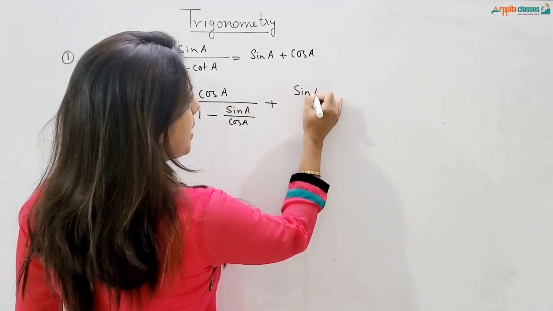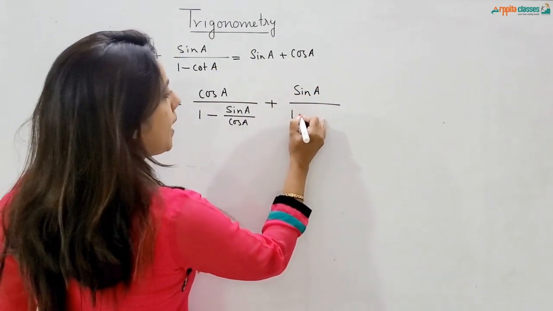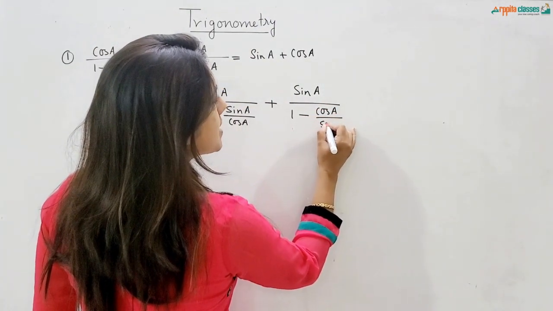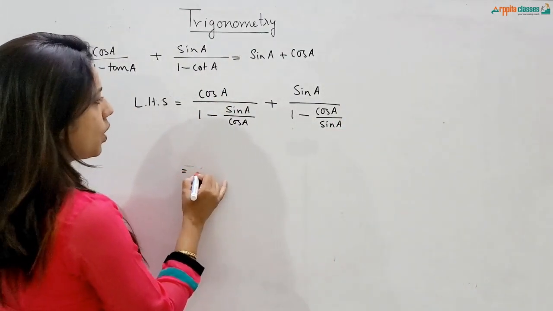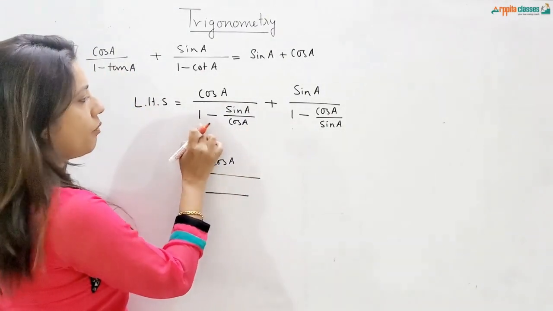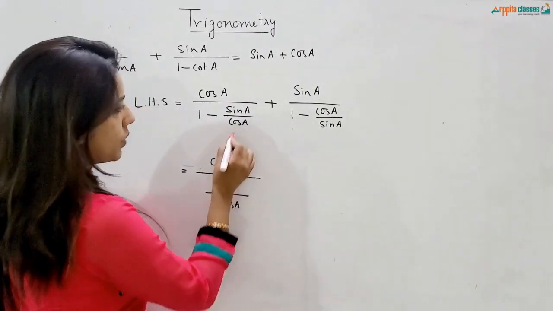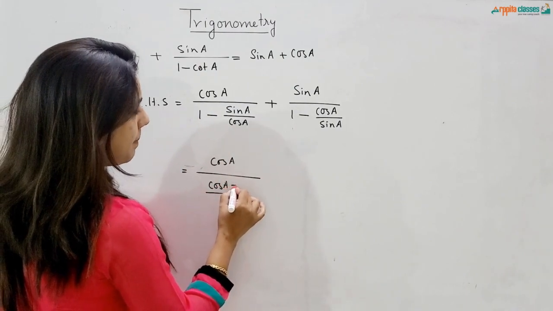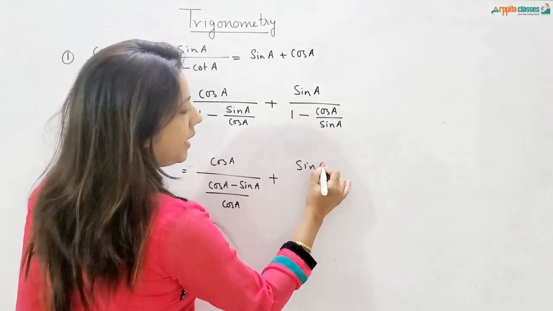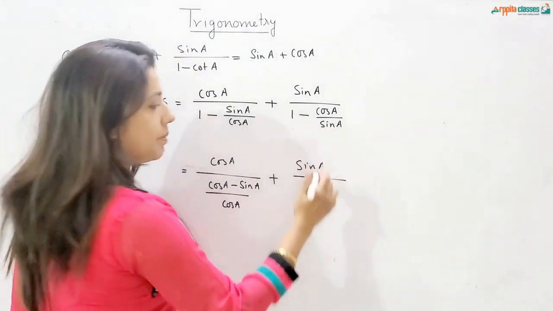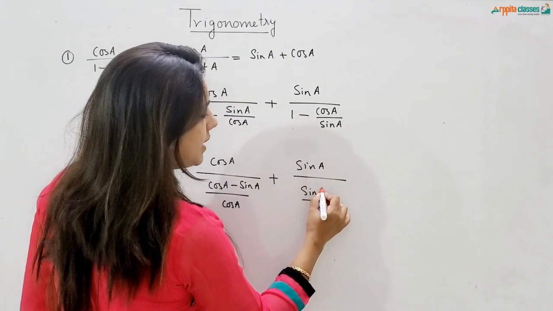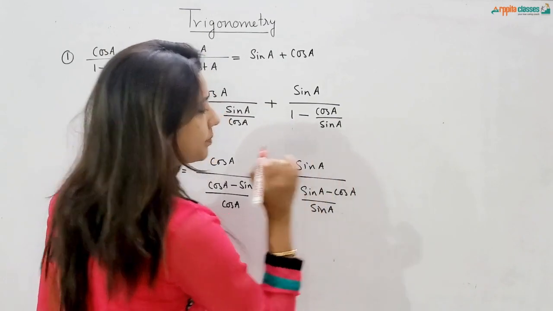Now the second term, that is sin A divided by 1 minus, in place of cot A, I am going to put cos A upon sin A. Now let us simplify this. Cos A upon, here the LCM of 1 and cos A is cos A. So in the numerator I will be getting cos A minus sin A plus sin A divided by, the LCM here is sin A. So in the numerator I will be getting sin A minus cos A.